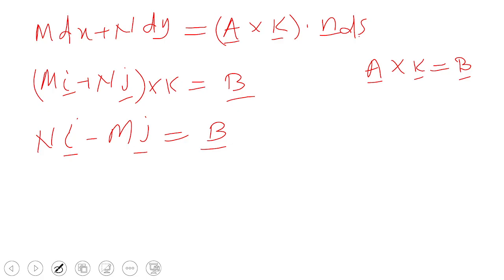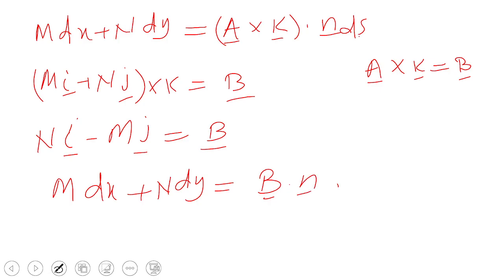So, this is vector B. This is in fact a vector perpendicular to the plane containing A and k. Okay, so we can write now m dx plus n dy is equal to B dot n ds.